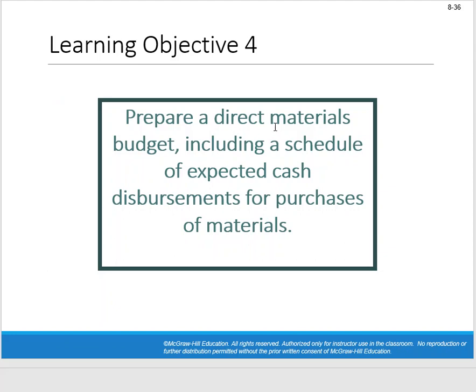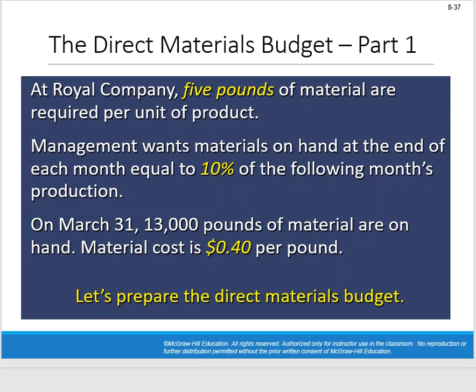So next, we need to prepare our direct materials budget, including a schedule of expected cash disbursements for purchases of materials. That's a lot to think about. We'll go through the details. All right, so at Royal Company, 5 pounds of material are required per unit of product, and management wants materials on hand at the end of each month equal to 10% of the following month's production. And 13,000 pounds of material are on hand, and material costs 40 cents per pound. Okay, that's a lot of information. Let's look at how to lay that out and digest all of that.